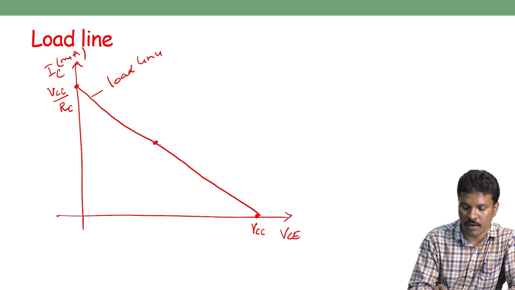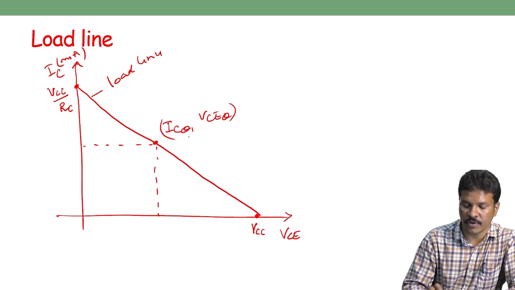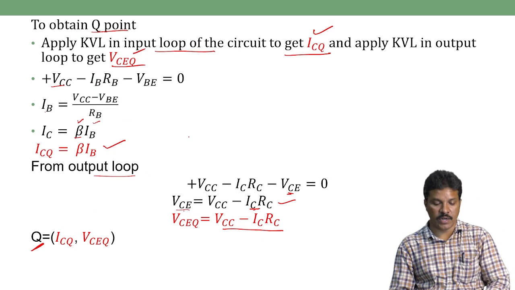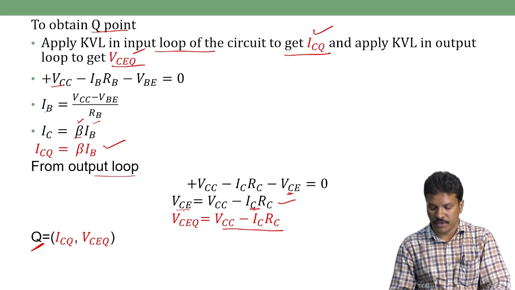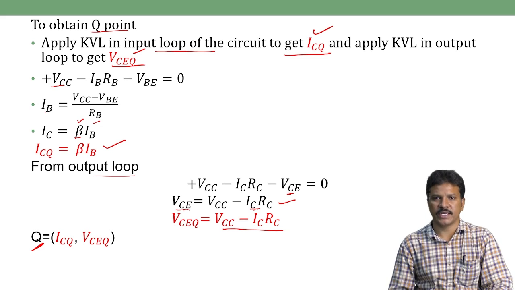And the Q point will be taken as ICQ, comma VCQ. For fixed bias, ICQ is nothing but beta IB, and VCQ is nothing but VCC minus IC RC.